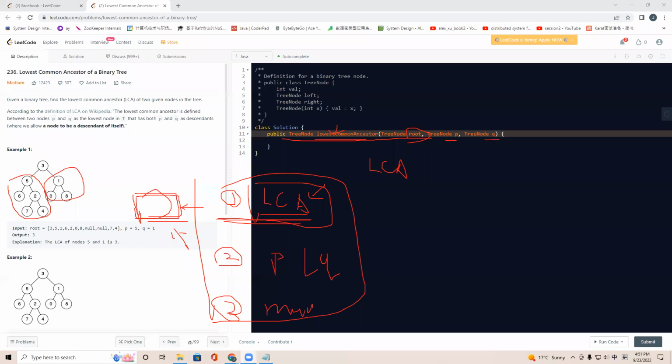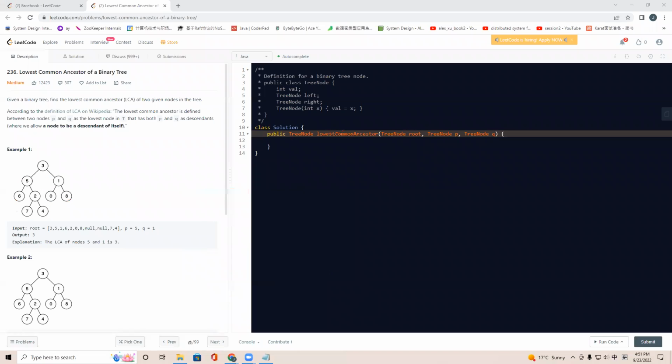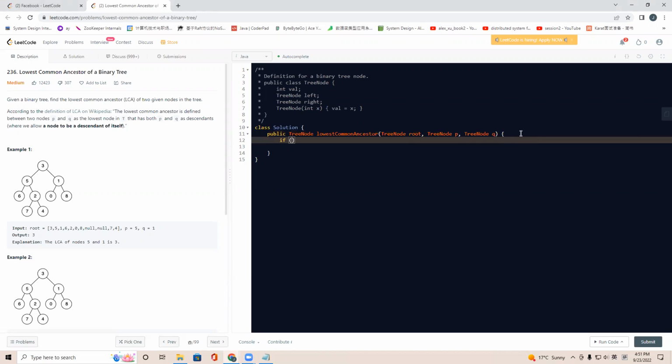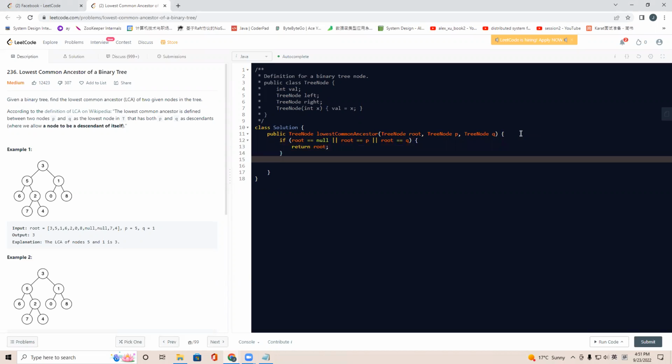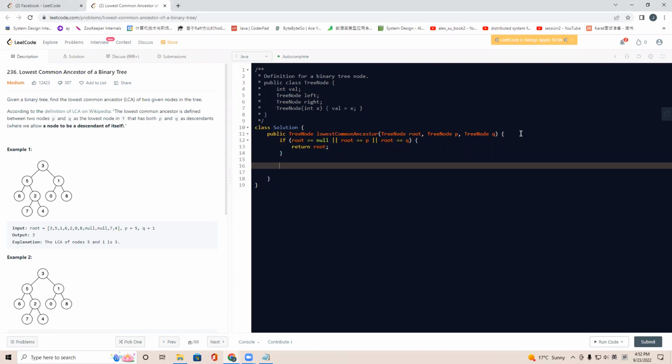So let's write the code. Let's have: if root equals null, or root equals P, or root equals Q, just return root. And for divide and conquer, we do it for the left tree and the right tree.